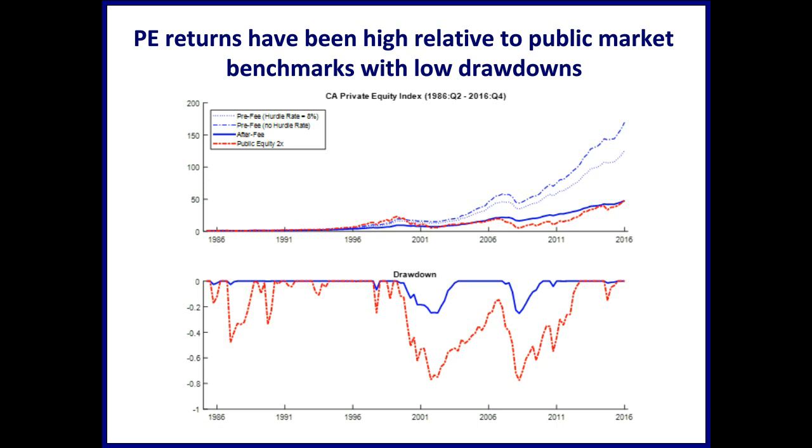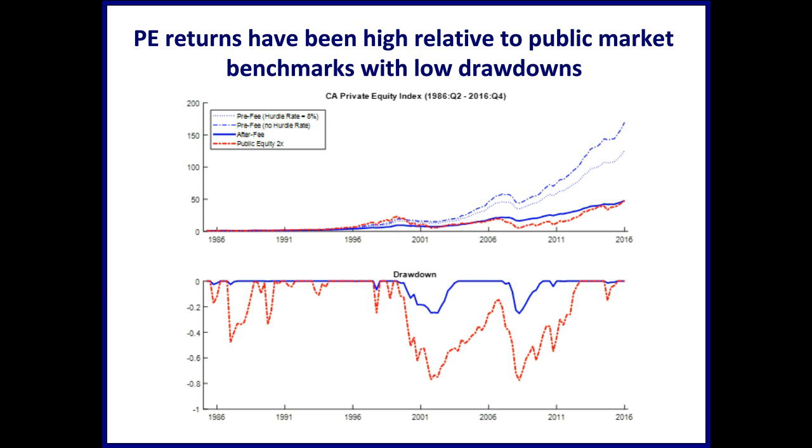This is quarterly data going back to 1986 all the way through 2016. And I'm basically putting $1 into an after-fee private equity index as proxied by Cambridge Associates. If you used a different index, you'd find a pretty similar result. That's the solid blue line in this top panel. And then the dotted red line is putting $1 into public equities that have been levered 2 times.